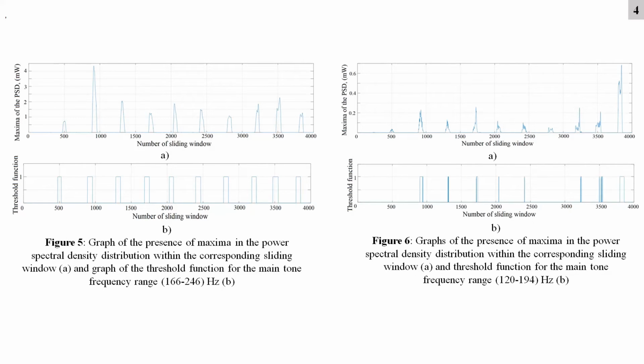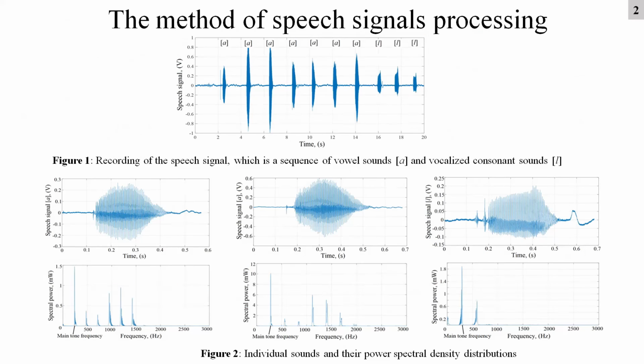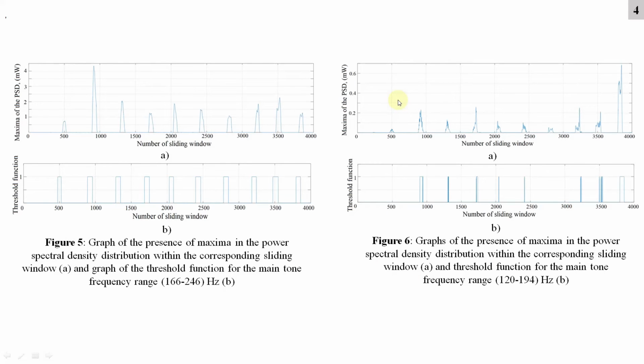The threshold can be selected from the relationship between the main tone frequency and, for example, the duration of the password. Thus, this value will also be individual for each individual user. For analysis was used the speech signal shown in figure 1. A graph of the presence of maxima in the power spectral density distribution within the corresponding sliding window, and a graph of the threshold function was constructed for it. The threshold value was chosen a priori at the level of 0.1.